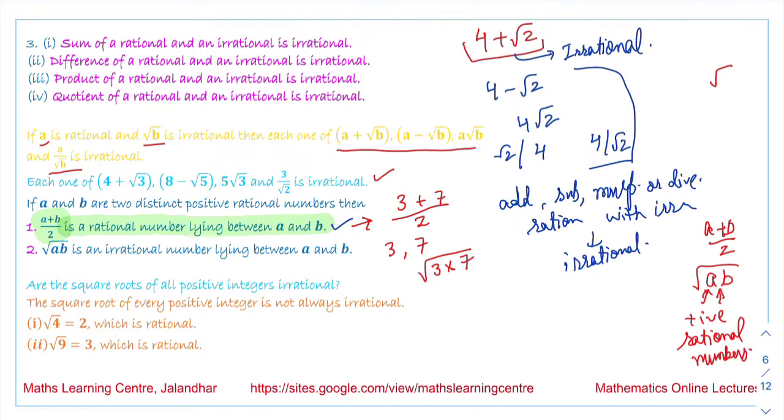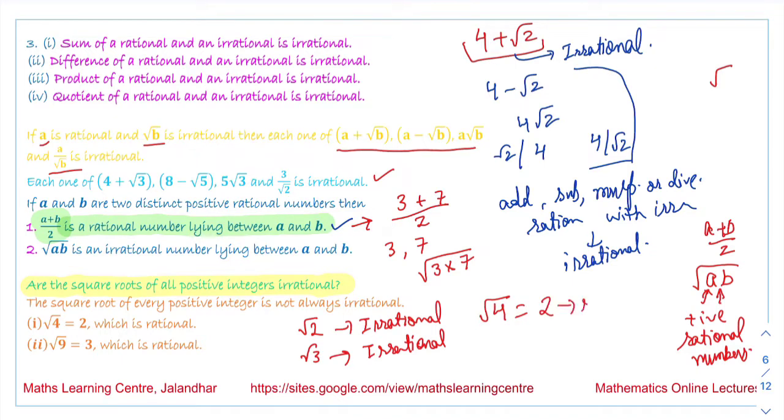So now we have a question over here: are the square roots of all positive integers irrational? That is, we are saying that square root of 2 is irrational. Square root of 3 is irrational. But if we talk about square root of 4, the answer is 2, which is rational. So what we get is the square root of every positive integer is not always irrational. It may be rational, it may be irrational.